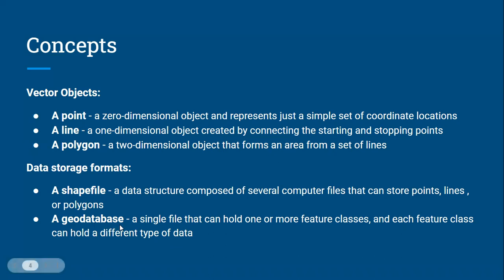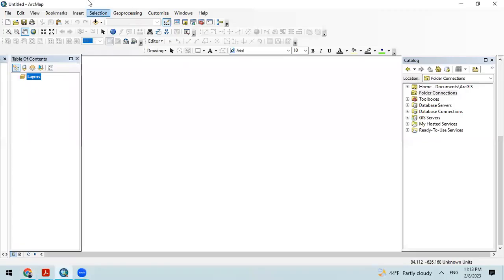The geodatabase is a single file that holds one or more feature classes, and each feature class can hold a different type of data. We're going to show you this later. Just want to show you what a shapefile is.